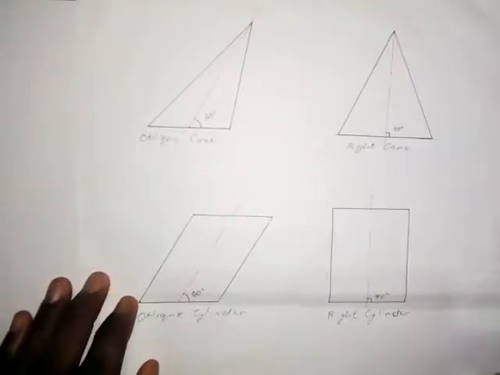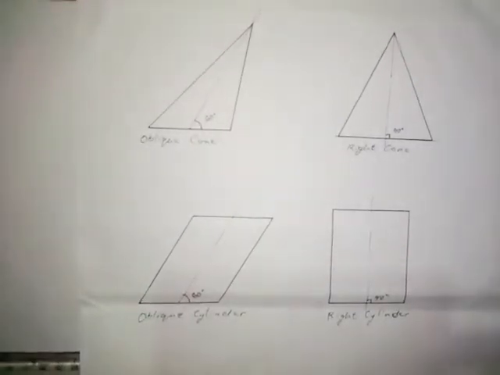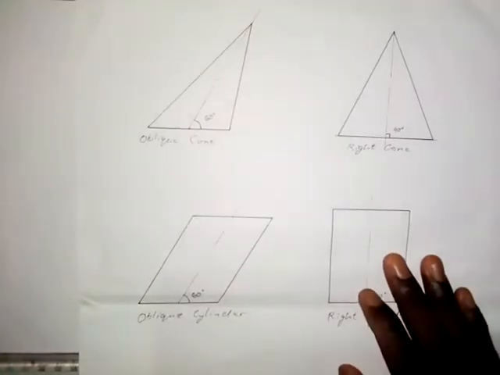Alright, here I want to show you how you can draw the surface development of an oblique cylinder. How you can construct the surface development of an oblique cylinder. An oblique cylinder is a cylinder in which its center axis is inclined at an angle to the horizontal.